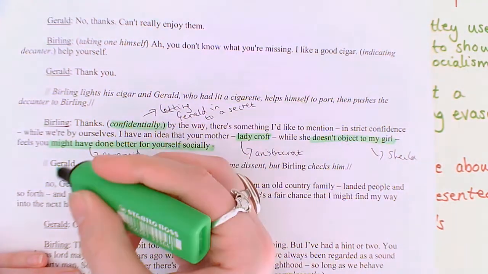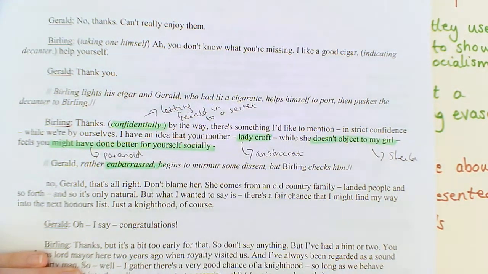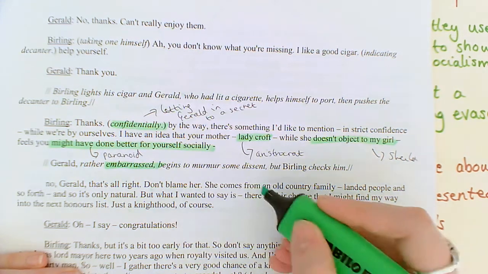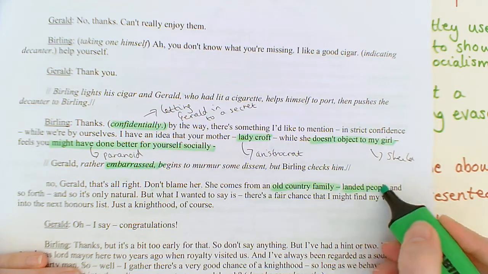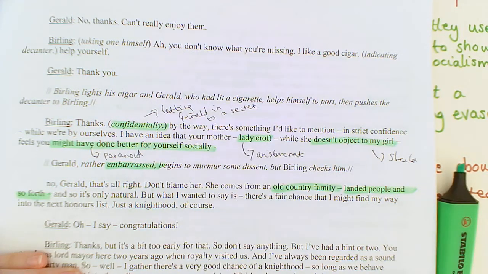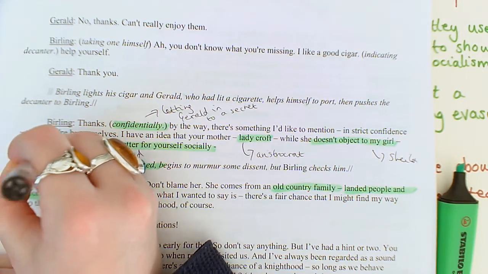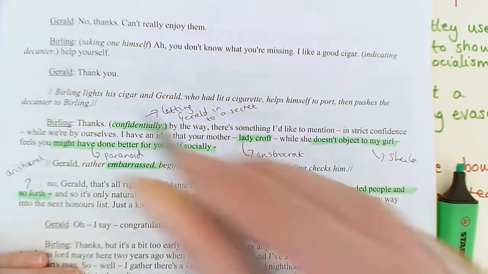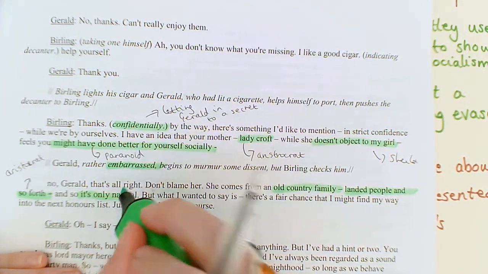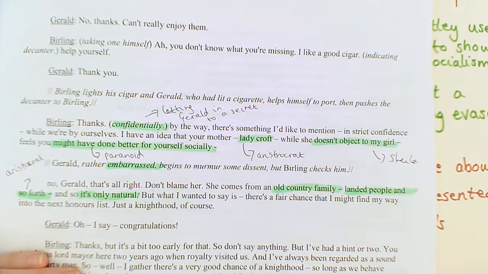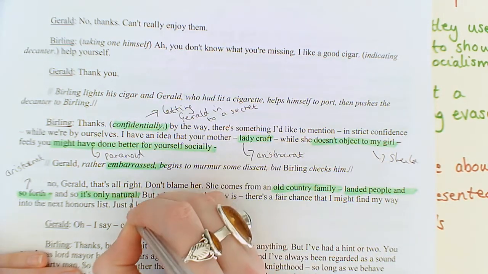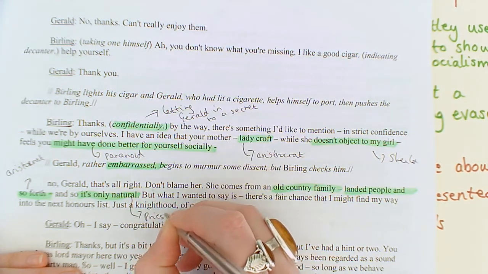So Gerald's embarrassed, as you would be, and begins to murmur some dissent. So he begins to go, "Oh, no, no, no." But Birling checks him, he stops him. "No, Gerald, that's all right. Don't blame her. She comes from an old country family, landed people and so forth. And so it's only natural." So again, further evidence that they are aristocrats. Now this is quite an ironic phrase, "it's only natural." Mr. Birling just thinks it's normal to look down on someone because of their class. But we know Priestley would have disagreed with this view.